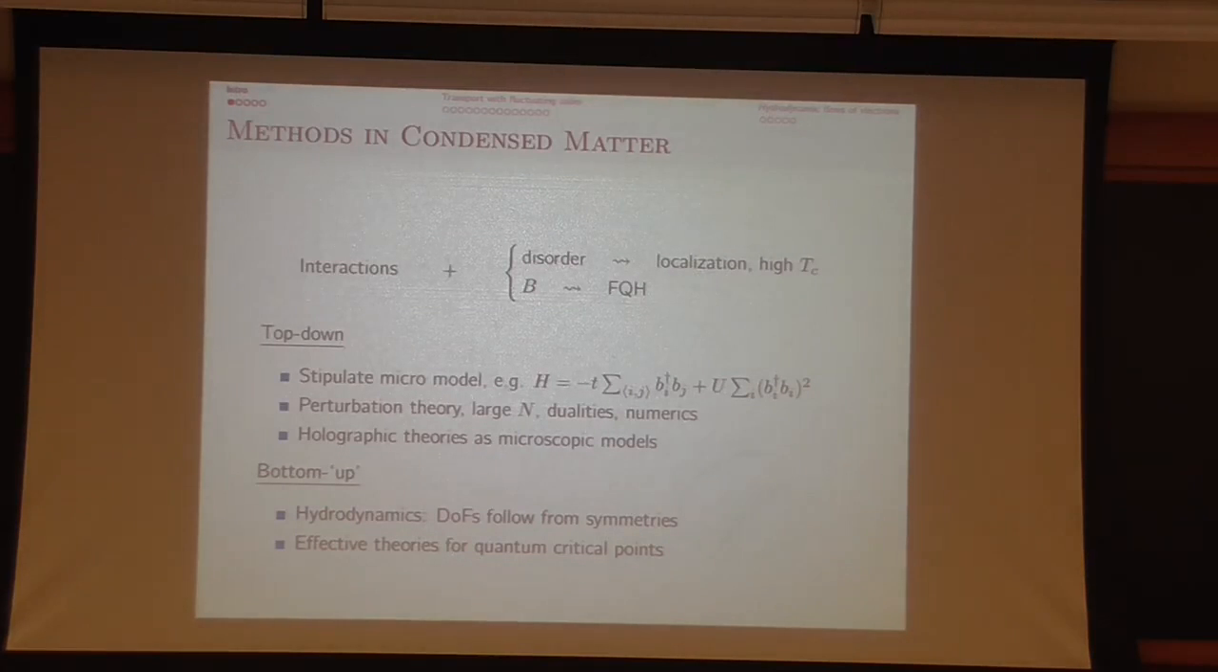I think one way to view it now is as a way to generate microscopic models. You don't necessarily know what the connection between these models and the actual systems you want to describe is, but it's a way to make a guess for microscopic models where you can actually compute things like correlators or conductivities. But I'm going to focus more on bottom-up approaches, where the degrees of freedom are imposed on us by symmetries, for example, by spontaneous symmetry breaking. So hydrodynamics is an example.